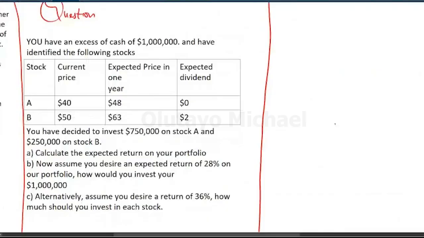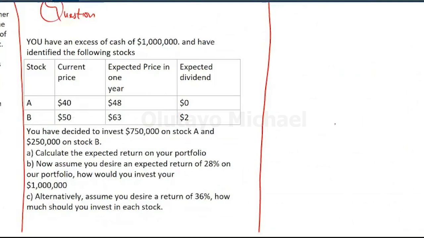Okay, so here is a question. Let us examine it. You have an excess cash of $1 million and have identified the following stocks. Stock A and B: current price $40.50, expected price in 1 year $48.63, expected dividend. You have decided to invest $750,000 in stock A and $250,000 in stock B. Question: calculate the expected return on your portfolio.